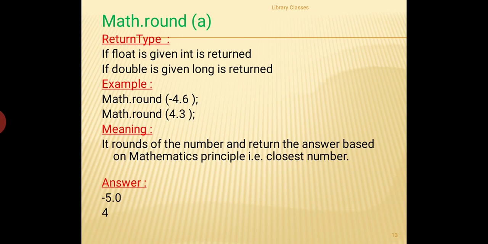Math.round. It is very interesting to know the return type of this function: if the value is in float, an int is returned. Like 4.3, if you store it in float, it will return int. But if you store 4.3 in double, then the answer will be long. It is a very tricky question when the return types are asked, and you can see that the value differs on the basis of the return type.